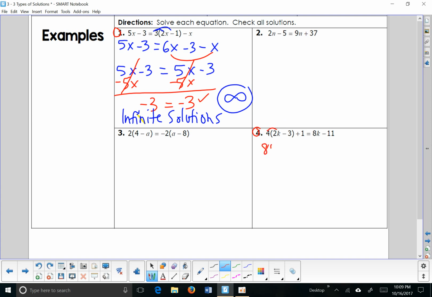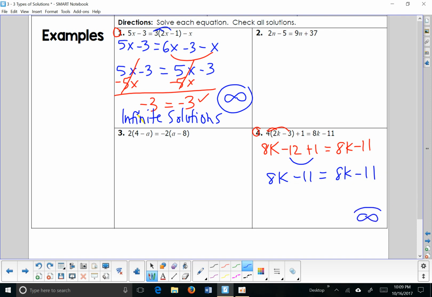Got some distributing to do. 8k minus 12 plus 1 is equal to 8k minus 11. Got some combining to do here. 8k minus 11 equals 8k minus 11. Oh, you see that? Anytime the left and the right are equal, you can stop right now and you can answer that it's infinite solutions. But if you want to prove it, you can certainly subtract your variable from both sides here and prove with your cancellations that -11 is indeed equal to -11.